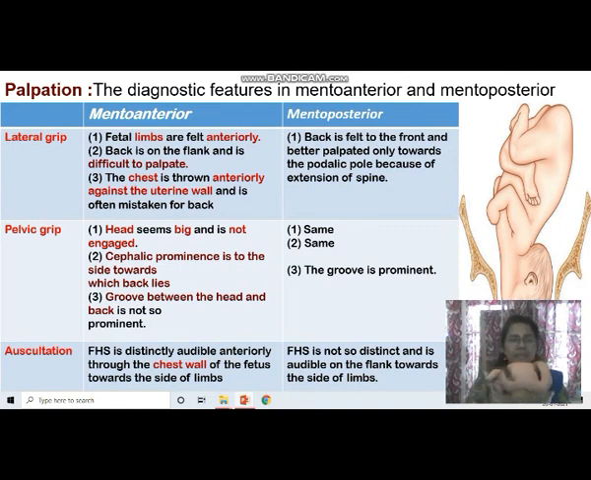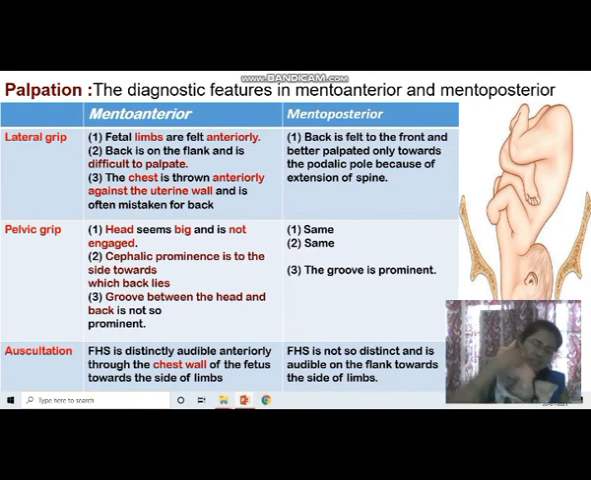Next, on pelvic grip, the head seems big and is not engaged. You can see because of this, if it is anterior, that's why the head feels very big and not engaged. And the cephalic prominence is on the side where the back lies. Where the back lies, on the same side you can feel the cephalic prominence. Then there will be a groove between the head and the back.